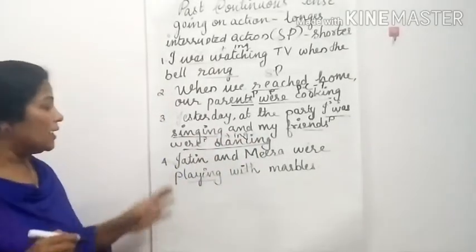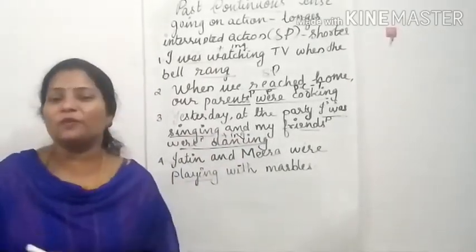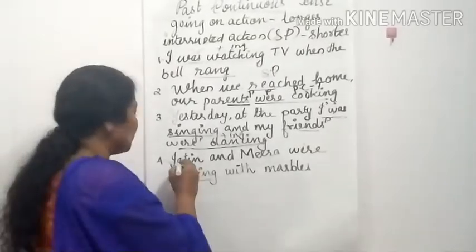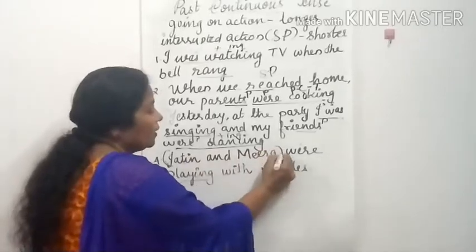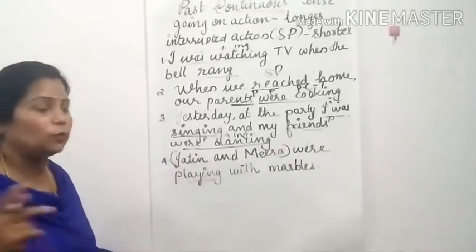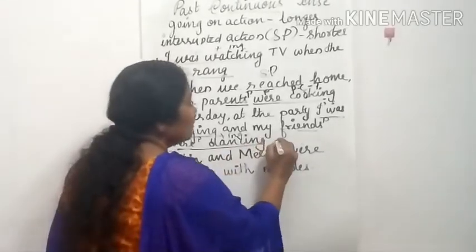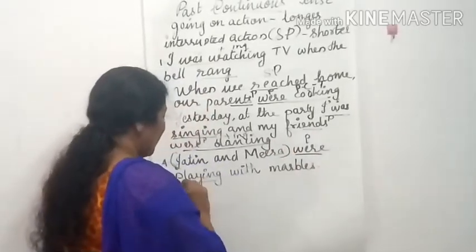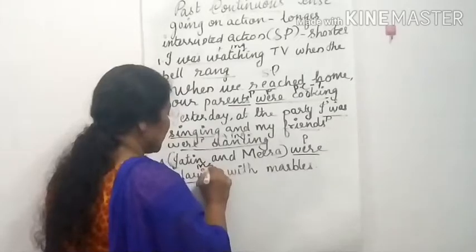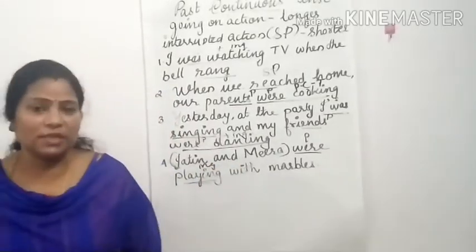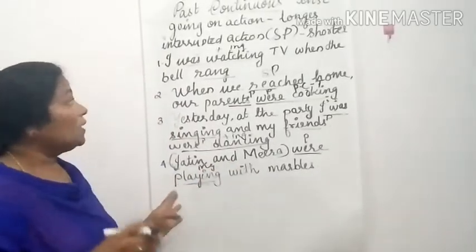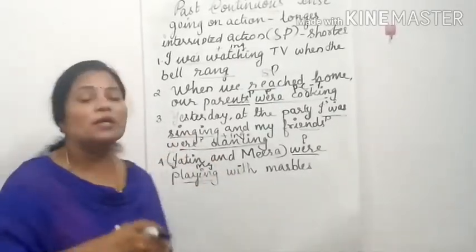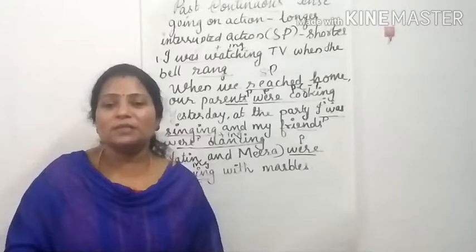The fourth one, Jatin and Meera were playing with marbles. So here it's again another form I have shown you. Jatin and Meera, they are two. Okay. So we used the plural verb over here and the ing form. It shows that it is in the past continuous tense. Okay. So I hope that you all have understood these examples.